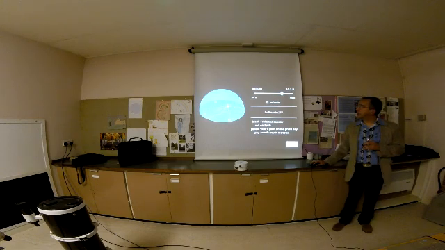Again, as we change latitude, somewhere near the equator it's going to be much higher, and as we go towards the pole it's going to be much lower.